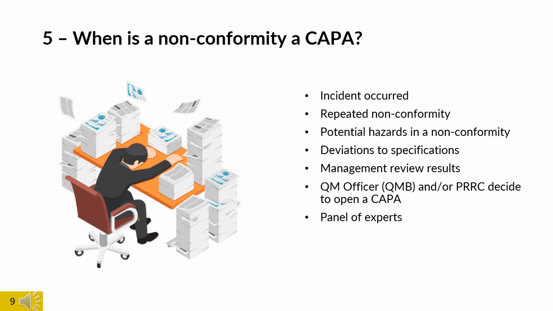You can also state in the procedure that the quality management officer, or QMB in Germany, and or PRC decide to open a CAPA based on their experience and based on their evaluation and analysis. Or you can also include in the list in the procedure that a panel of experts, and then you have to list what are their titles, always review the nonconformities and they decide what nonconformity is a CAPA.